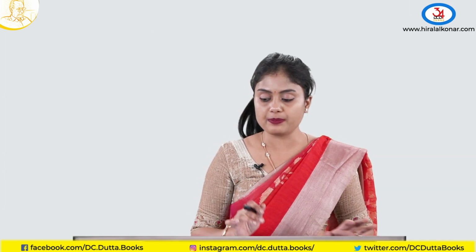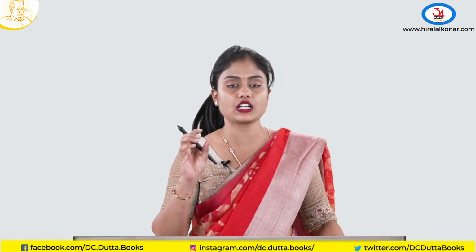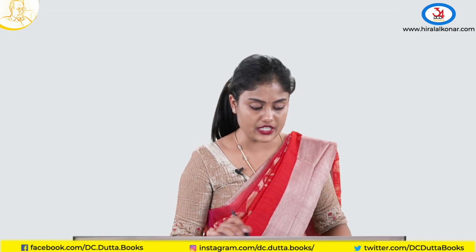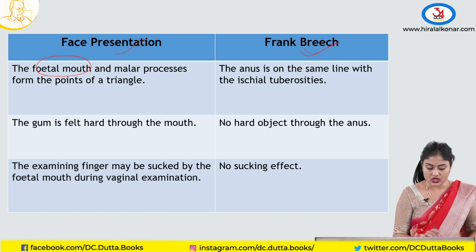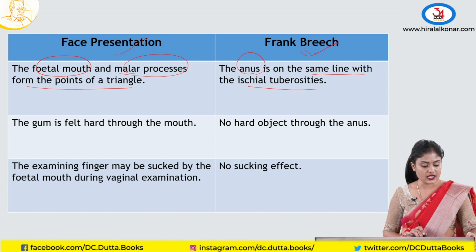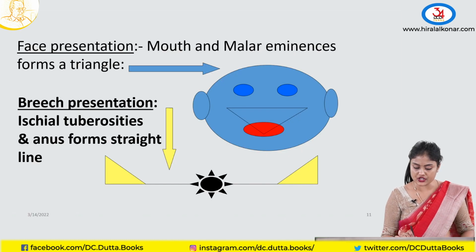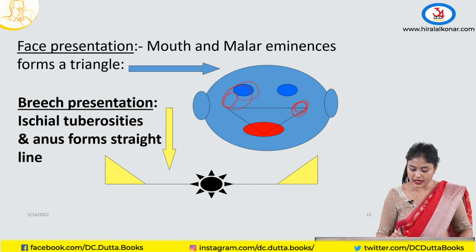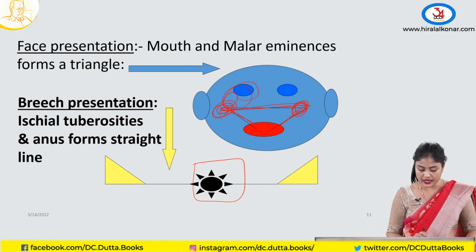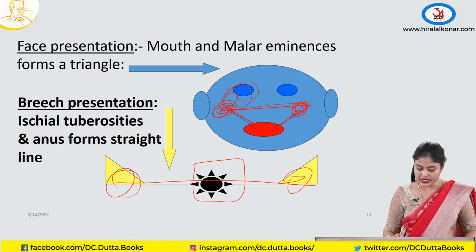See, how do we differentiate? Both face and breech have soft structures. So, how do we differentiate between face presentation and frank breech presentation? In the face, the fetal mouth and the malar prominences are the most important points of palpation. In breech, it is the anus and the ischial tuberosities. Here you can see in face presentation, this is the malar prominence and the mouth. So, this forms a triangle, they are not in the same line. Whereas in breech, the anal opening and the ischial tuberosities will be in the same line.